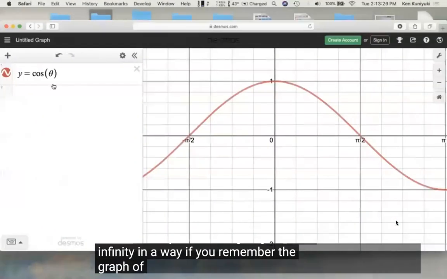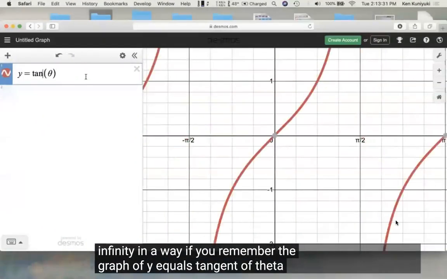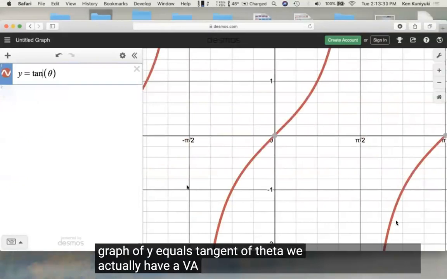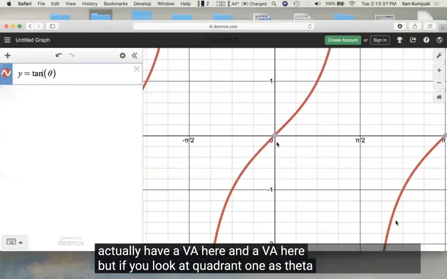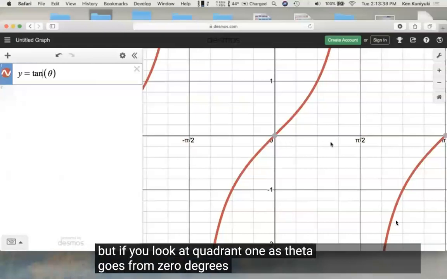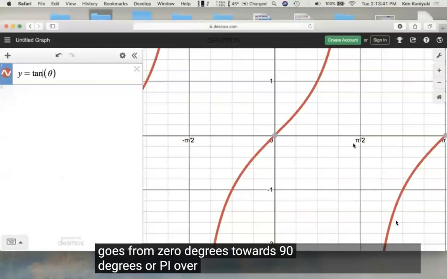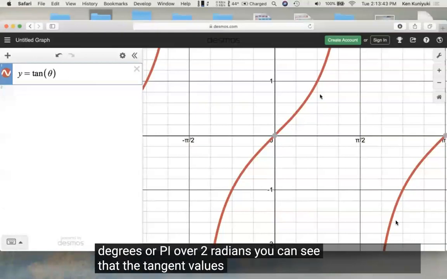If you remember the graph for y equals tangent of theta, we actually have a VA here and a VA here. But if you look at quadrant 1, as theta goes from 0 degrees towards 90 degrees, or pi/2 radians, you can see that the tangent values increase. In fact, they increase towards infinity.